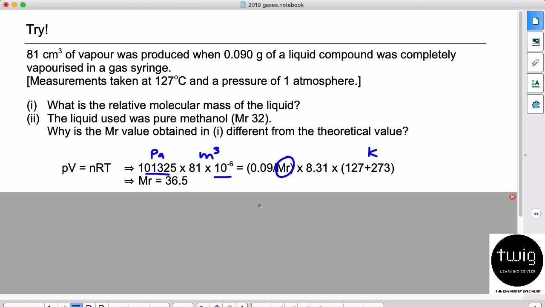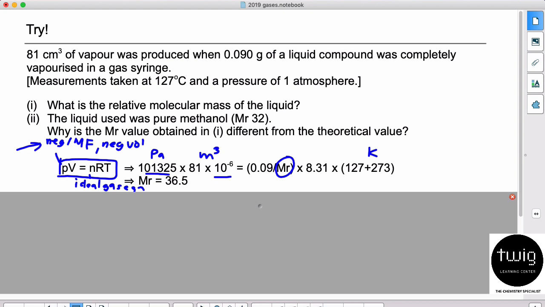So the question says, why is the MR value obtained different from the theoretical? Theoretical is 32, you calculated 36.5. The reason is this: this is called the ideal gas equation. Once you use this equation, you have naturally made some assumptions, that the gases have negligible intermolecular force, IMF, as well as negligible volume.